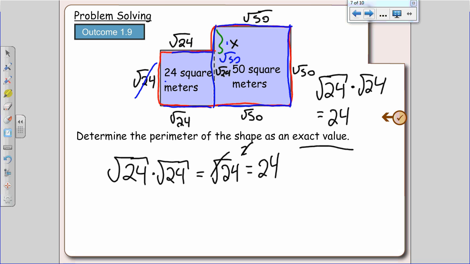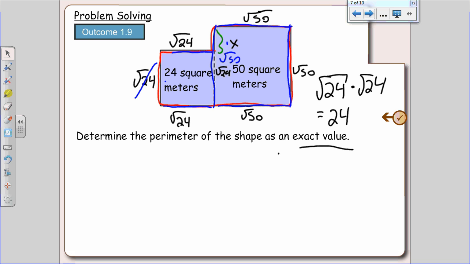So then what is the answer? That's a good question. Yes, I got 14 root 2. I think that's close. So we have how many square root 50s? 4. So we have 4 square root 50. How many square root 24s do we have? Plus 2 square root 24.